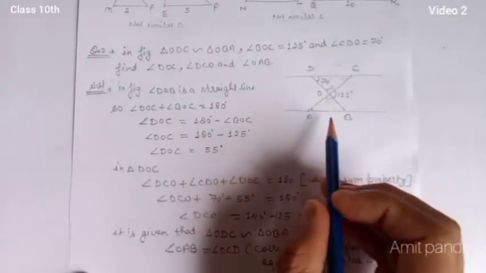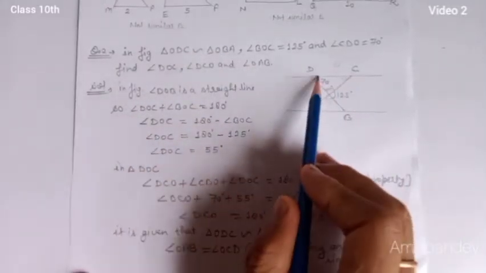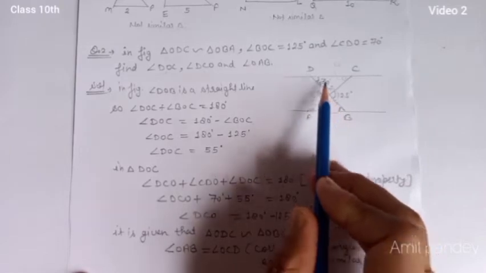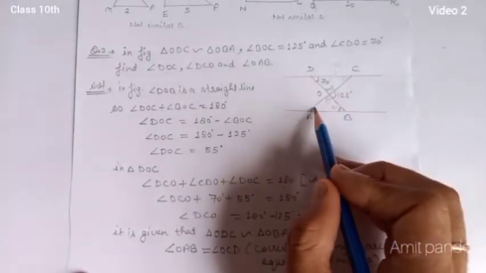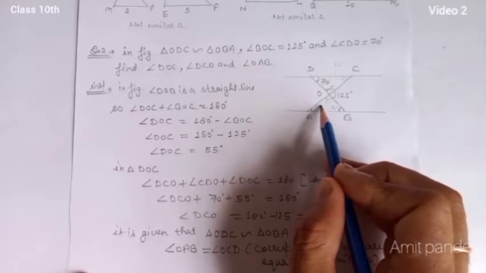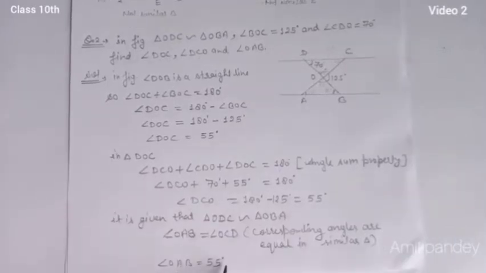So here if it is 55, this is also 55 by the vertically opposite angle. Now the corresponding angles are like ODC and OBC, means D corresponds to B here. So angle D and B are 70 degrees, and the rest, C, is 55. In a similar way A is also 55 degrees. So students, here angle OAB is equal to angle OCD. Corresponding angles are equal in similar triangles. So hence, angle OAB is 55 degrees.